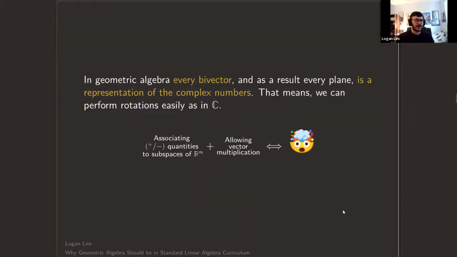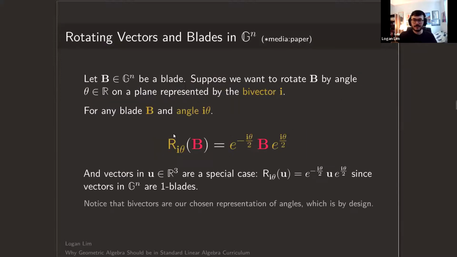So that means in geometric algebra, every bivector, and as a result, every plane, is a representation of the complex numbers. That means we could perform rotations just as easily as in the complex numbers, but it's even better, and I'll show you why. So I hope you can see now, associating these positive and negative quantities to the subspaces of Rn, and then allowing vector multiplication is a really mind-blowing fact, and it generalizes a whole bunch of areas of mathematics. I can't even go through all of them because there are so many.